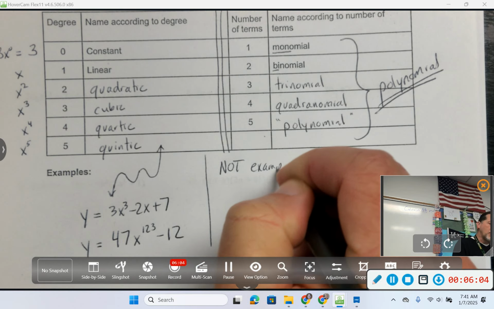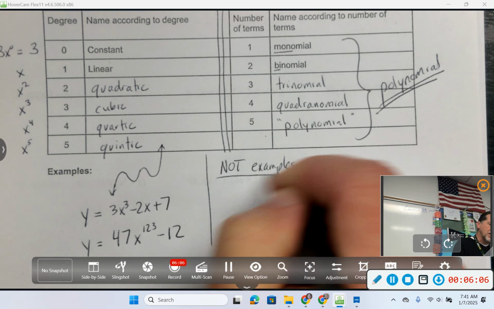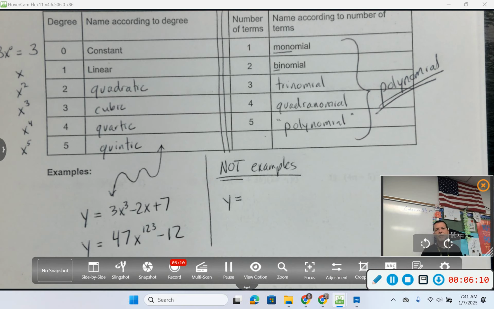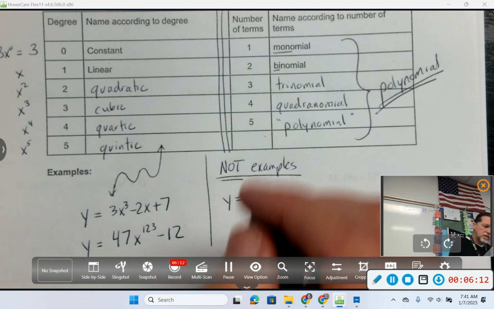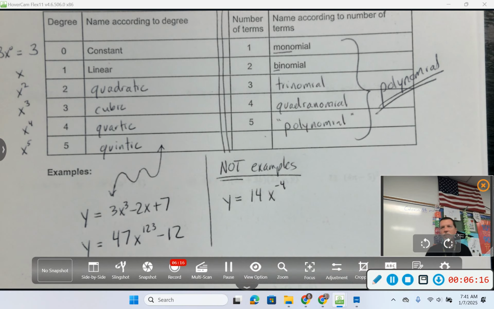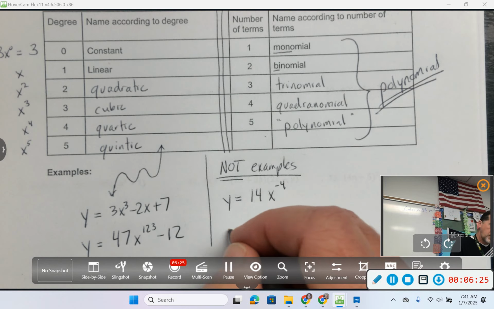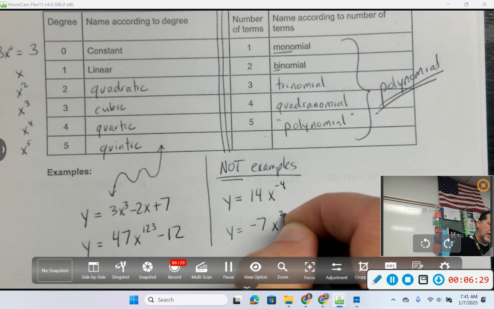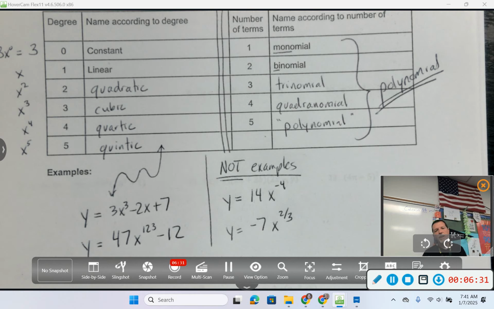Let's be careful. There's also some non-examples. Sure. X to the negative 4. That's not a polynomial. Because that x to the negative, put it at the bottom, so that wouldn't work. And like a fraction wouldn't work either, so x to the 2/3.